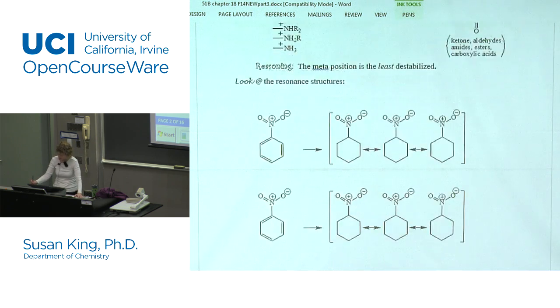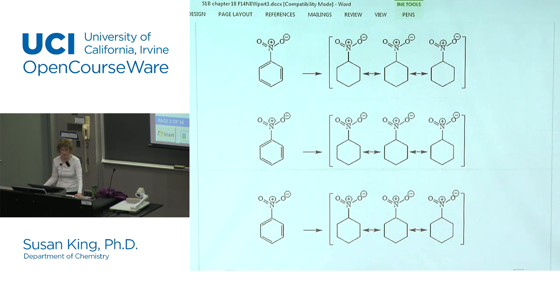So now notice that since I already have the skeletons for the resonance structures drawn here, we don't have extra resonance structures for any of them. We have 3 for every one. And this time I'm just going to use a generic electrophile here. I'm going to put the electrophile here. That's ortho attack.